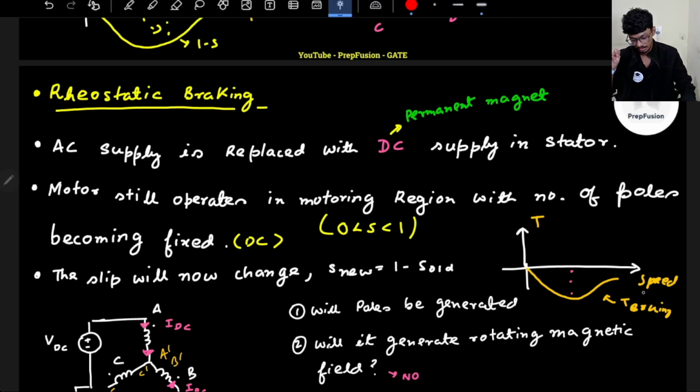But remember, the motor still operates in the motoring region. Motoring region basically means slip between 0 and 1, right? I will explain this when we discuss plugging and regenerative braking, what the different regions of operation are. Don't worry about this for now.